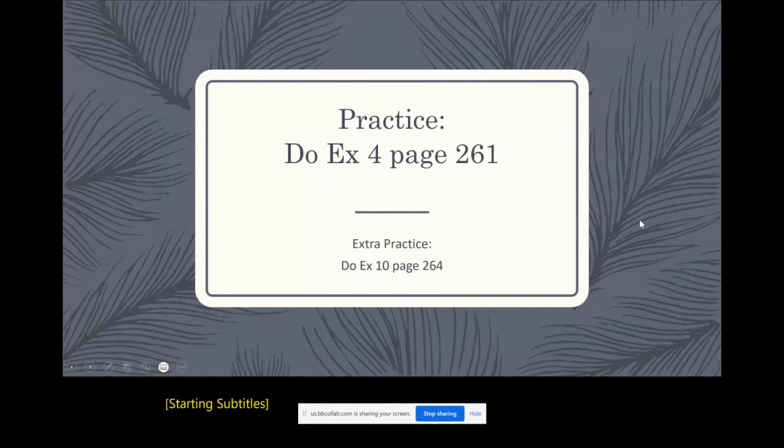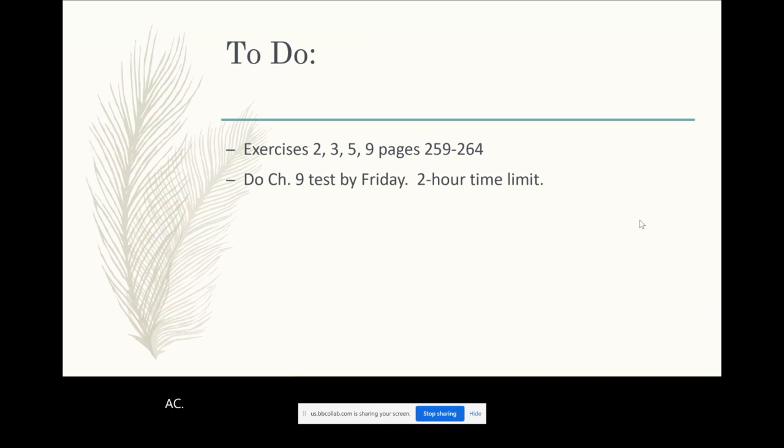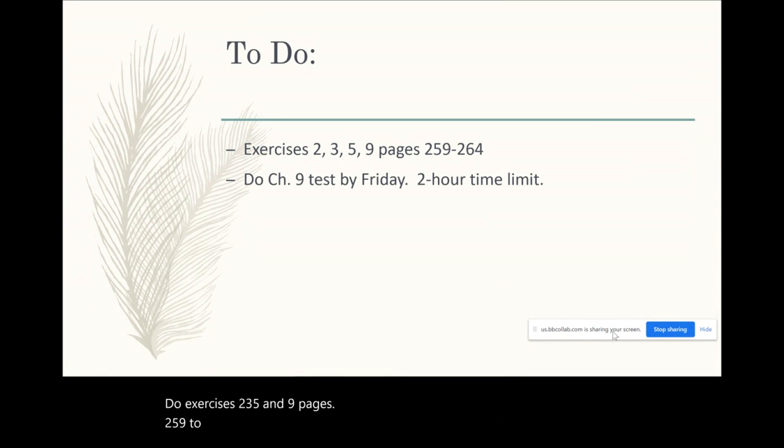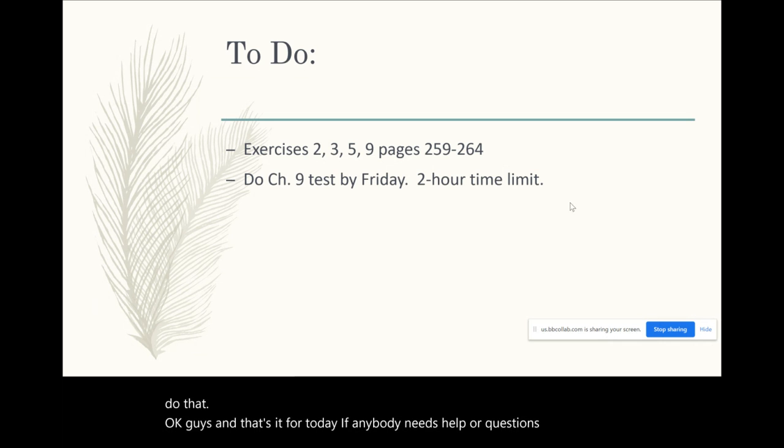And let's see. There it is. Okay, so here's your homework. Do exercises 2, 3, 5, and 9, pages 259 to 264. Exercise 2, 3, 5, and 9. And then also do your chapter 9 test by Friday. Okay, that one's in MyEnglishLab. There are 3 people that have not done the test yet. So go back in there and do that. Okay, guys, and that's it for today. If anybody needs help or has questions to ask or anything, let me know.